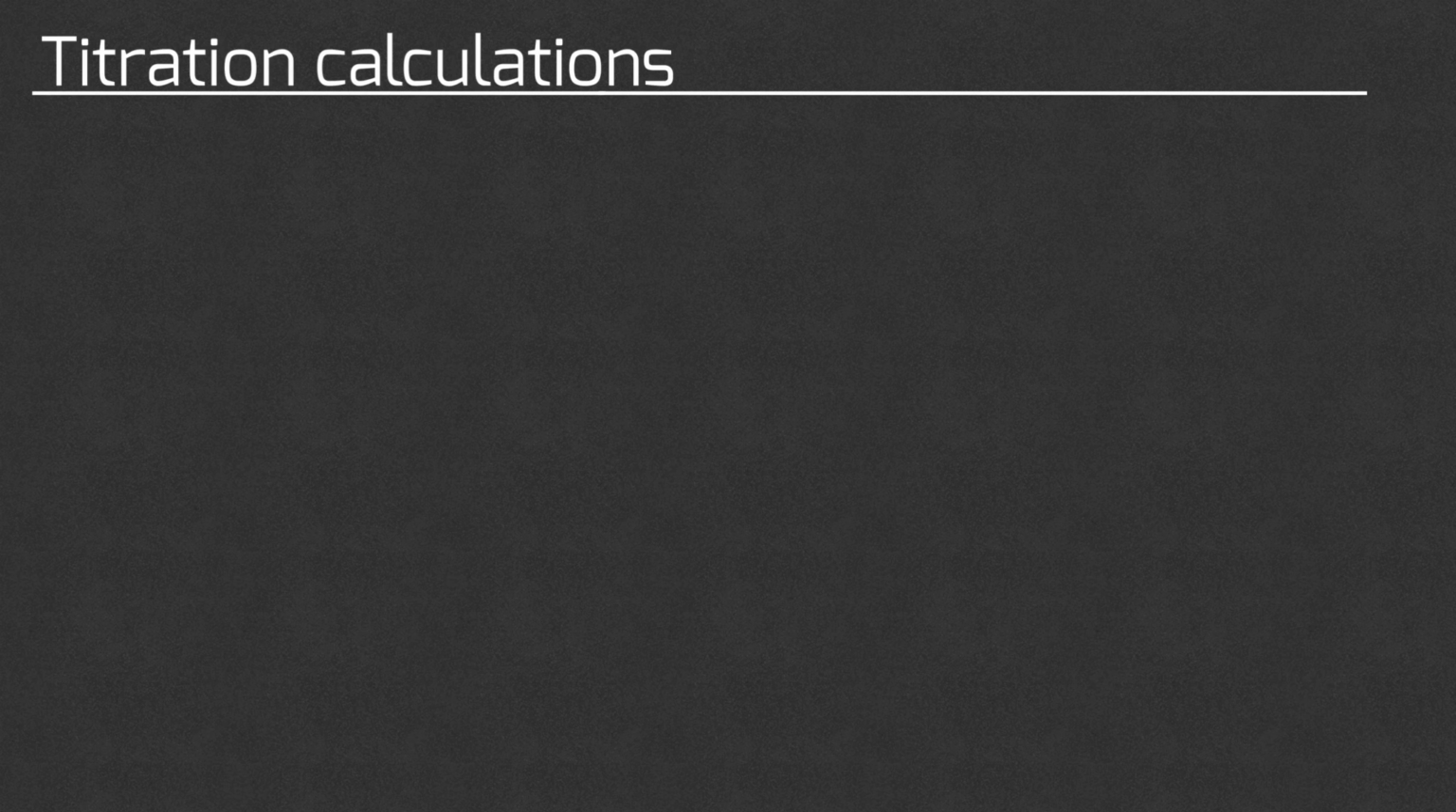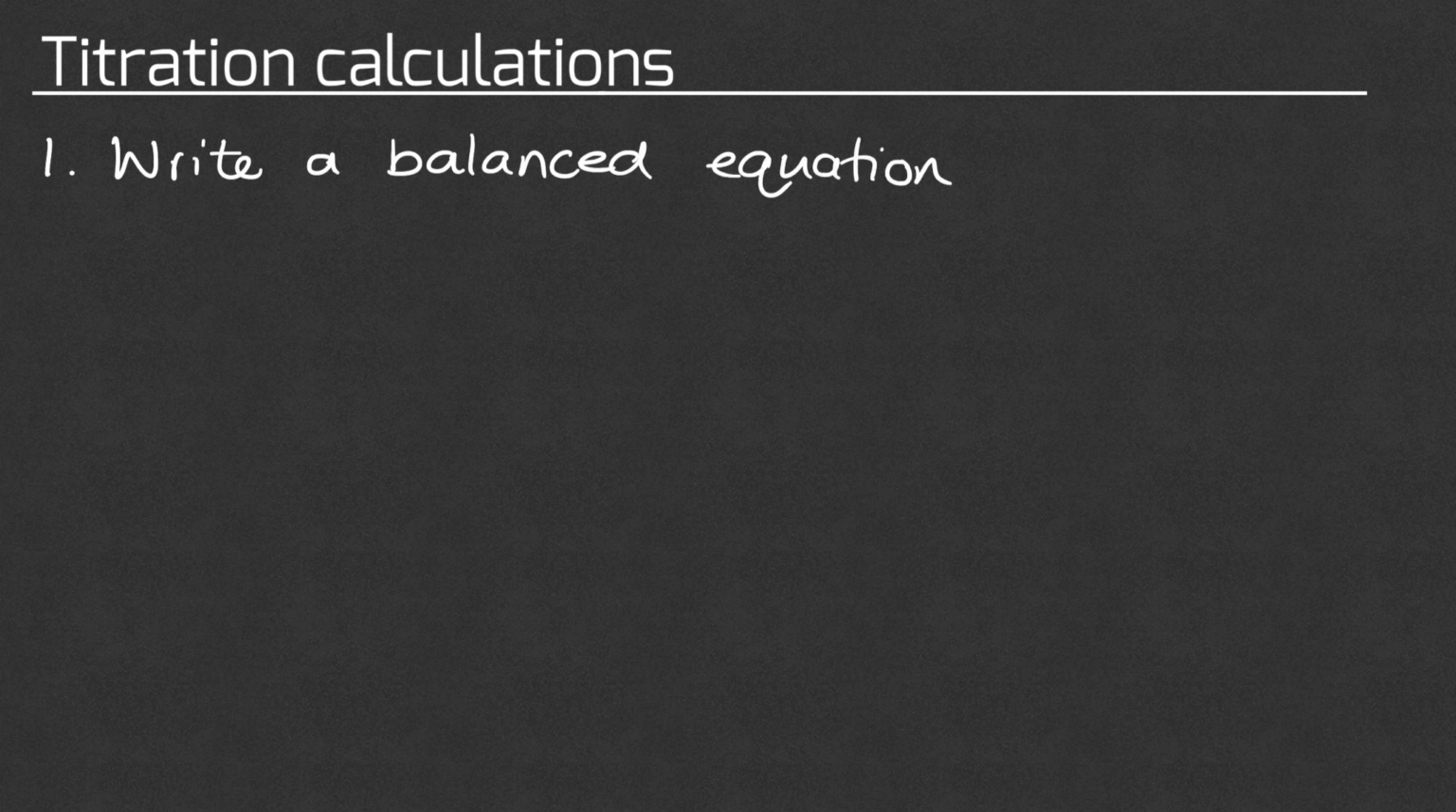You covered titration calculations right at the start of your physical chemistry course. However, they can be asked again in this acids and bases topic, so we're going to quickly recap how you go about answering titration calculation questions. The first step is to write a balanced equation for the problem you're given. You may be given this, or you may have to write it by yourself.